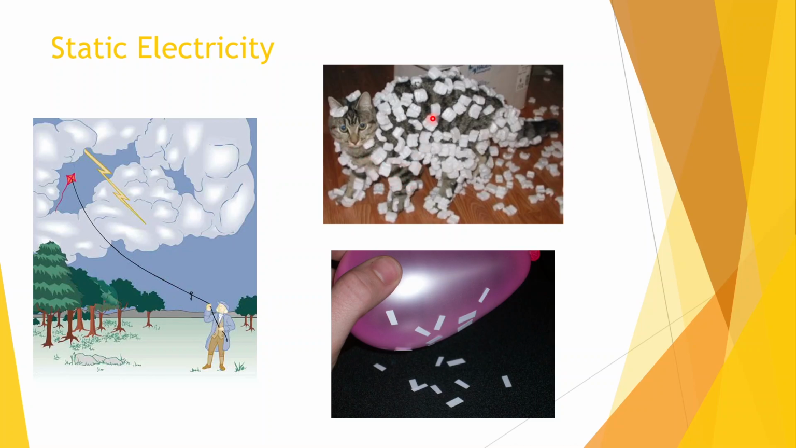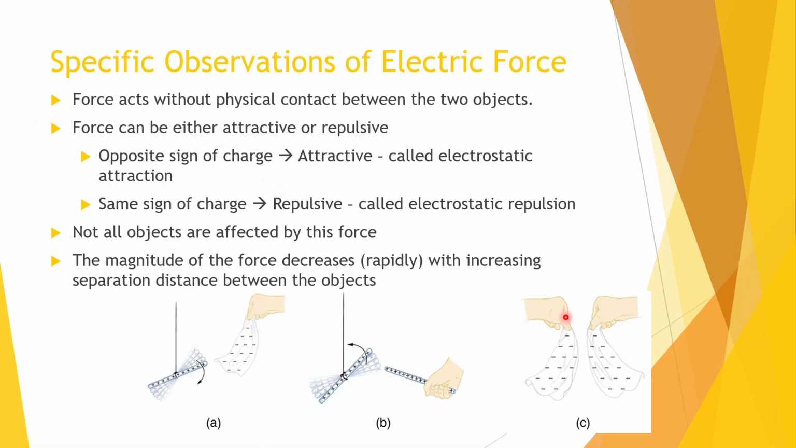We've got a cat with a bunch of packing peanuts stuck on it, and then a balloon with some paper stuck to it. And so this is static electricity, where we have some sort of charges or something going on between these two objects to allow them to kind of stick together. And this is what interested scientists and people in general to start looking into this.